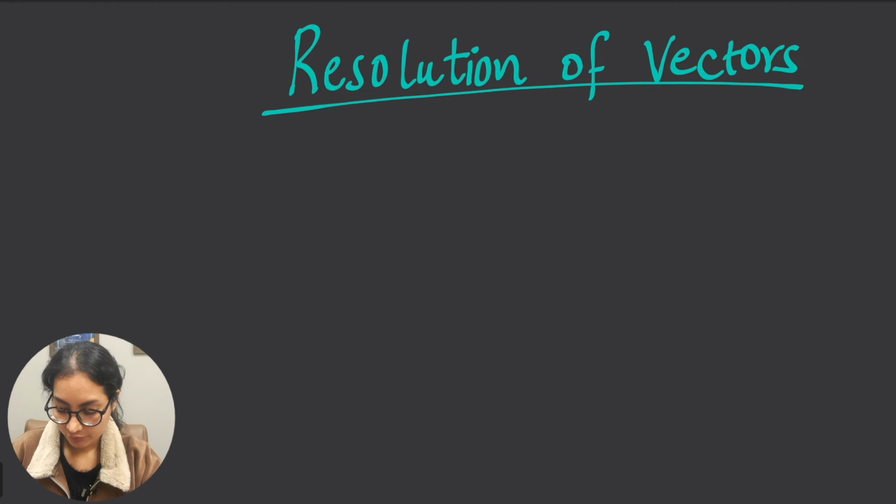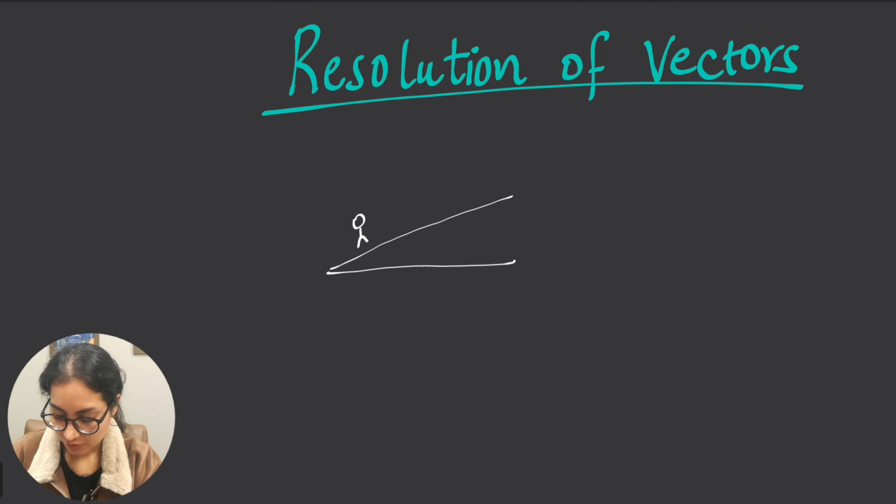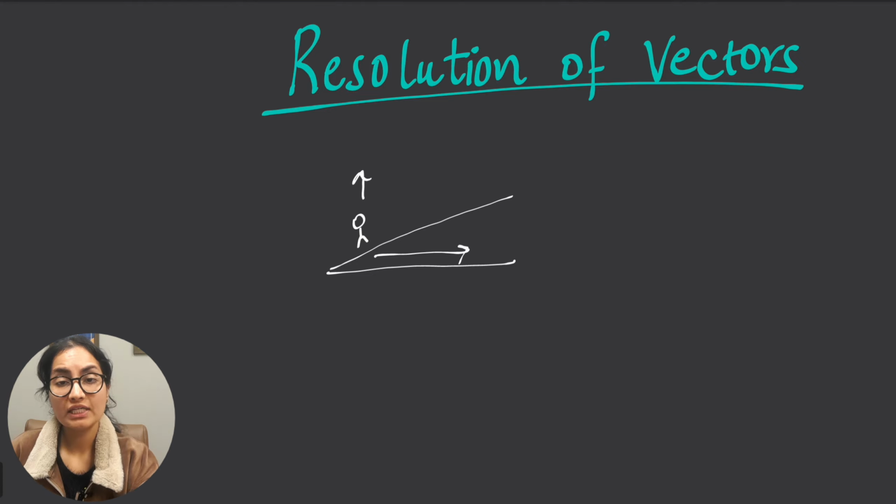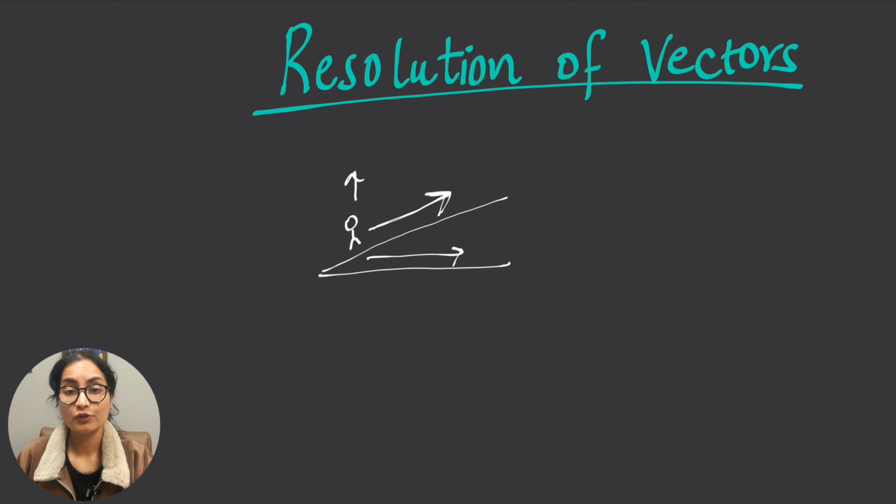If you are moving up the ramp, that means you are moving forward and you are moving upward as well. So you are moving in two directions by just moving along the ramp. So that means this vector has its components along x and y. So it has two components. By the end of this video, you will be able to learn how we can resolve a vector into its components. So without wasting any time, let's get into it.